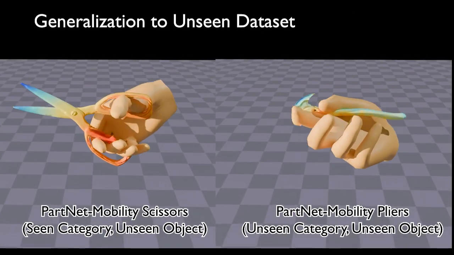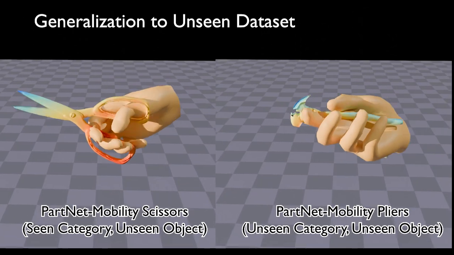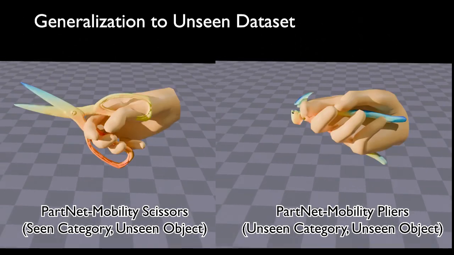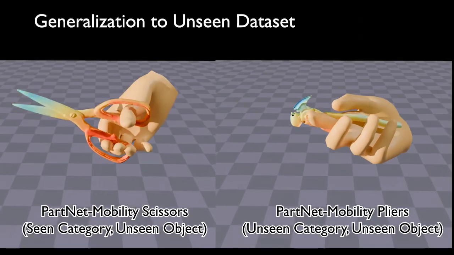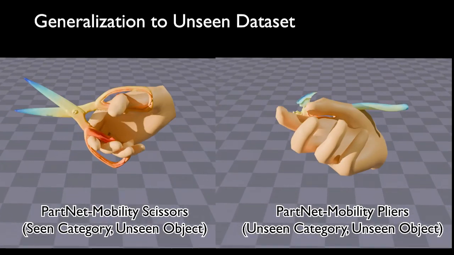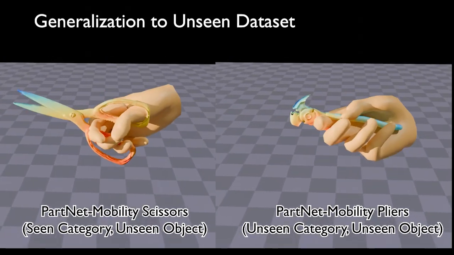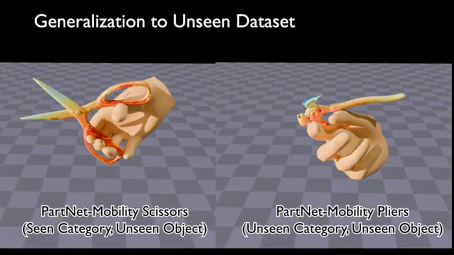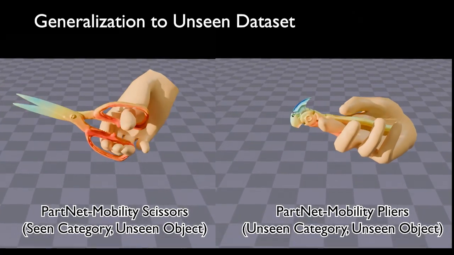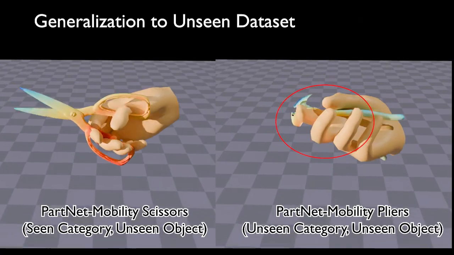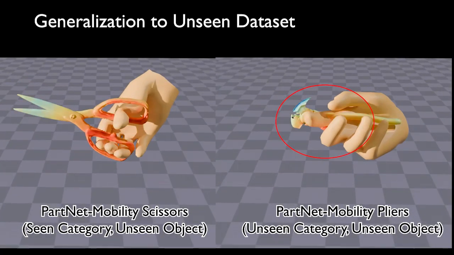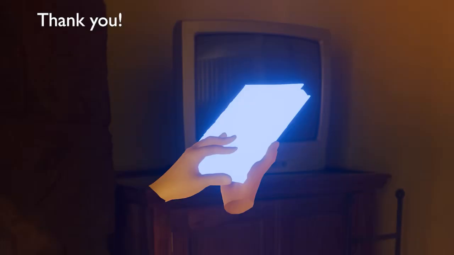Using a model trained on the Arctic dataset, we generate results for the unseen PartNet-Mobility dataset. While the presence of scissors in Arctic allows our method to produce relatively reasonable results for unseen scissors by following their articulated movement, it struggles with unseen pliers due to their distinct handle geometry, which differs from the training objects.